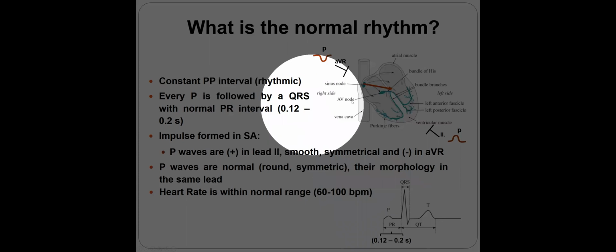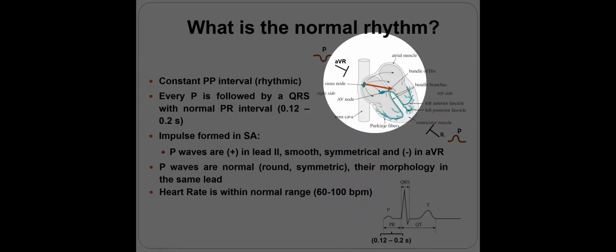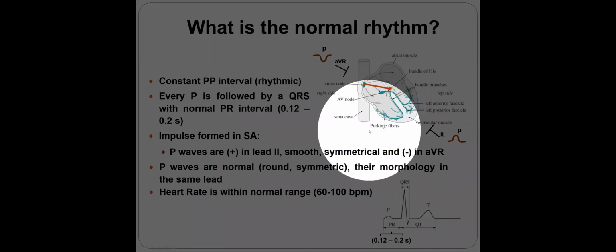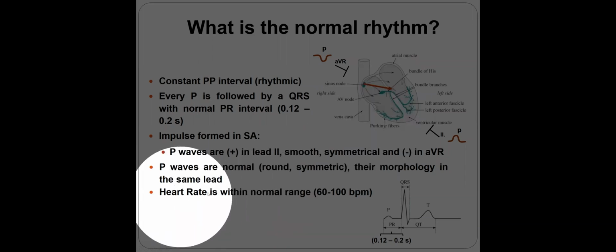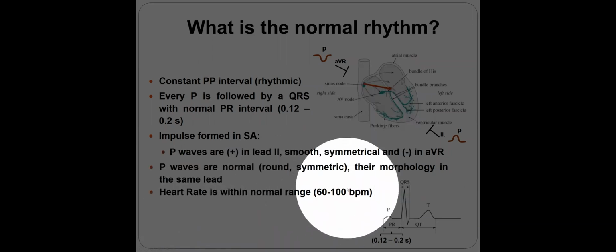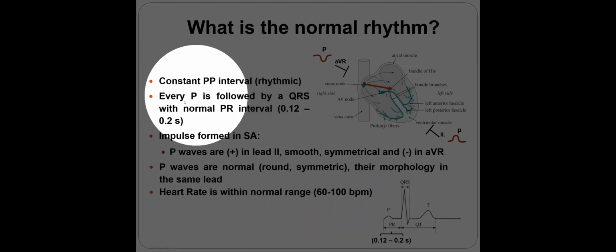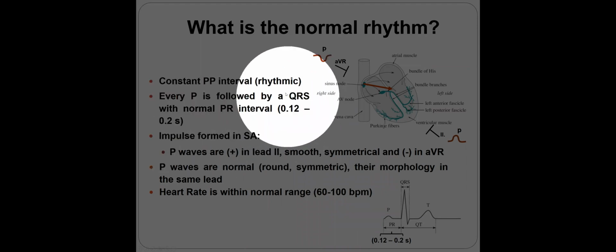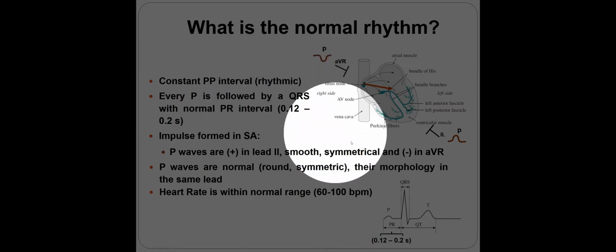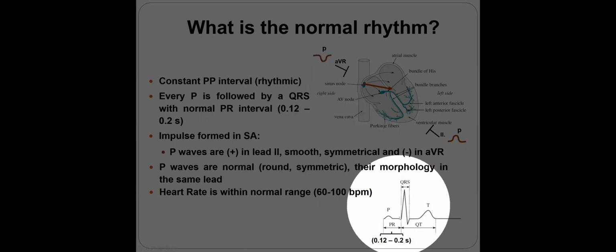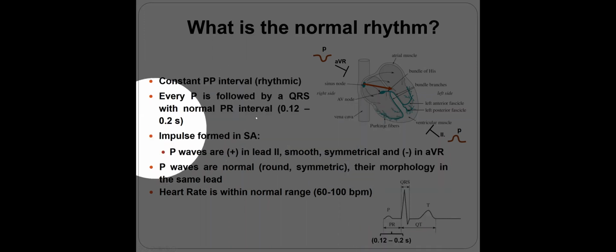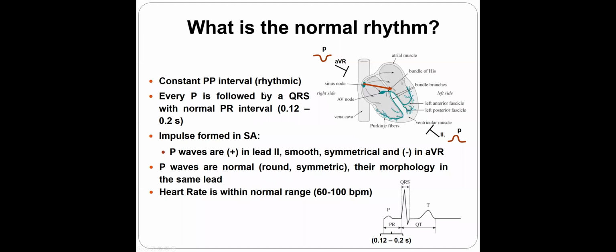So within one lead, we do have the same identical shape P waves, okay? And of course, the heart rate should be between 60 and 100. And an additional one, that's a conduction: every P should be followed by a QRS complex. If we do not have the P followed by QRS, that would be an arrhythmia because of a conduction abnormality. And the normal PR interval should be. All right, so now you know what the normal sinus rhythm is.